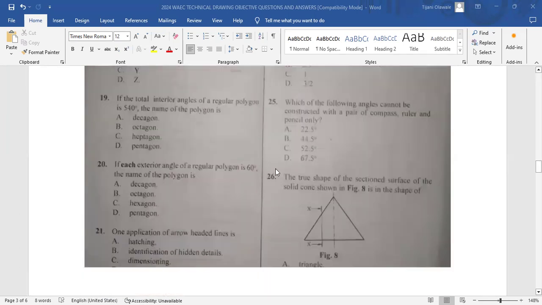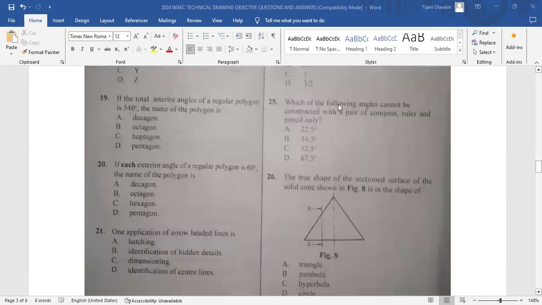Then question 25 says that which of the following angles cannot be constructed with a pair of compass, ruler, and pencil only? So the answer is option B, 44.5. So each, we have what? This one will give us 45/2. So that is 45 divided by 2 will give us 22.5. So you can construct angle 45 with the use of a compass.